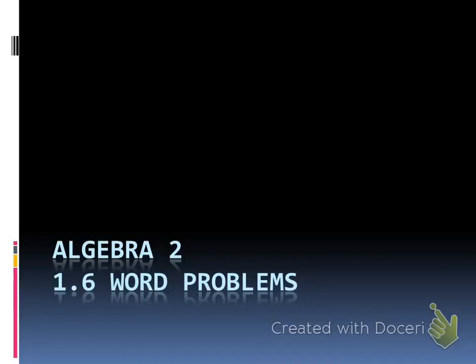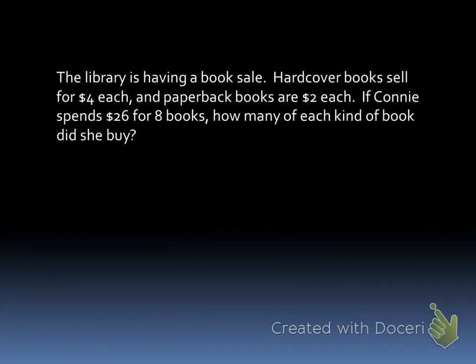Point 6, word problems. First up, the library is having a book sale. Yay! Hardcover books sell for $4 each. Paperback books sell for $2 each. If Connie spends $26 for 8 books, how many of each kind of book did she buy?